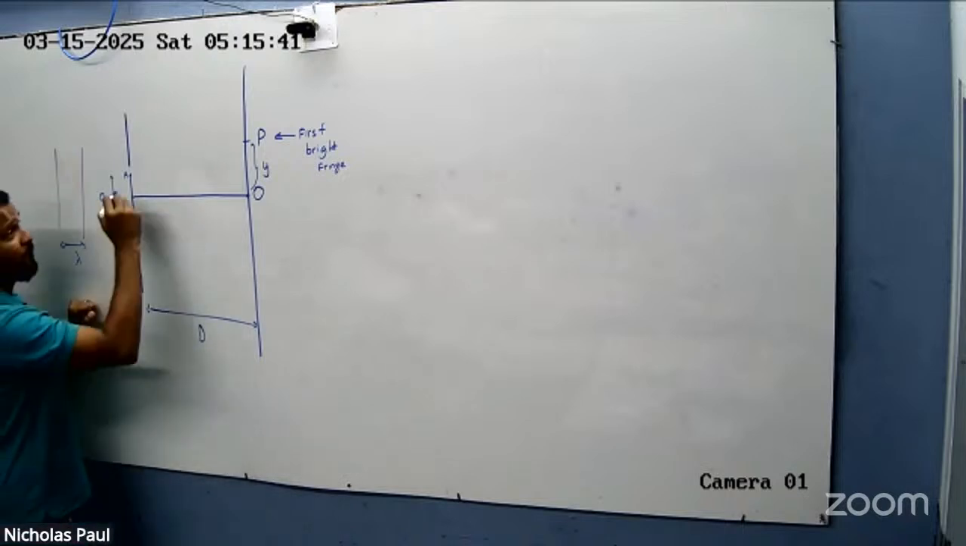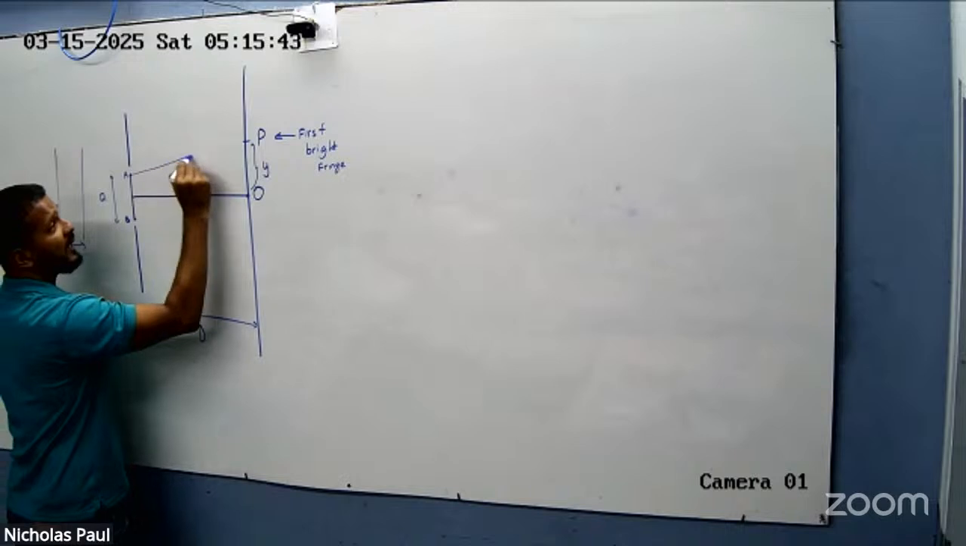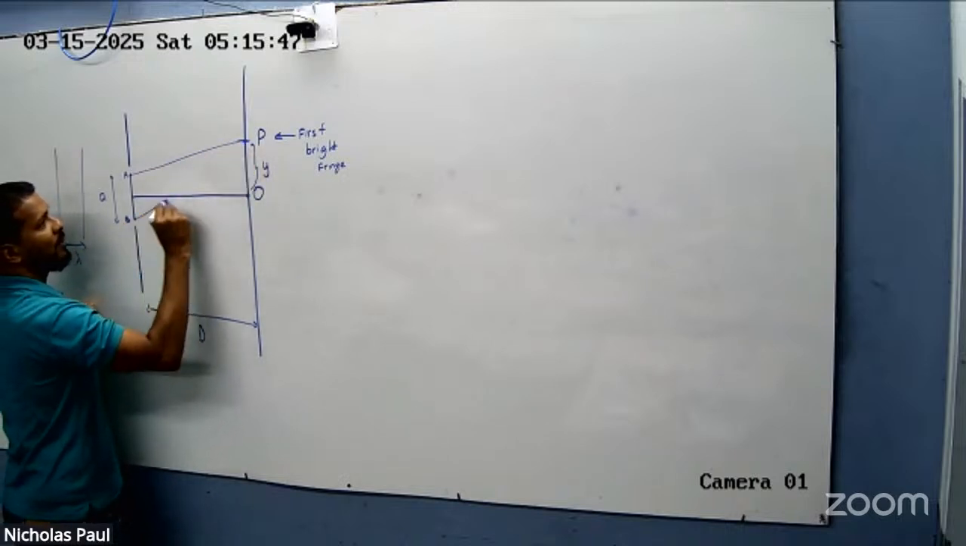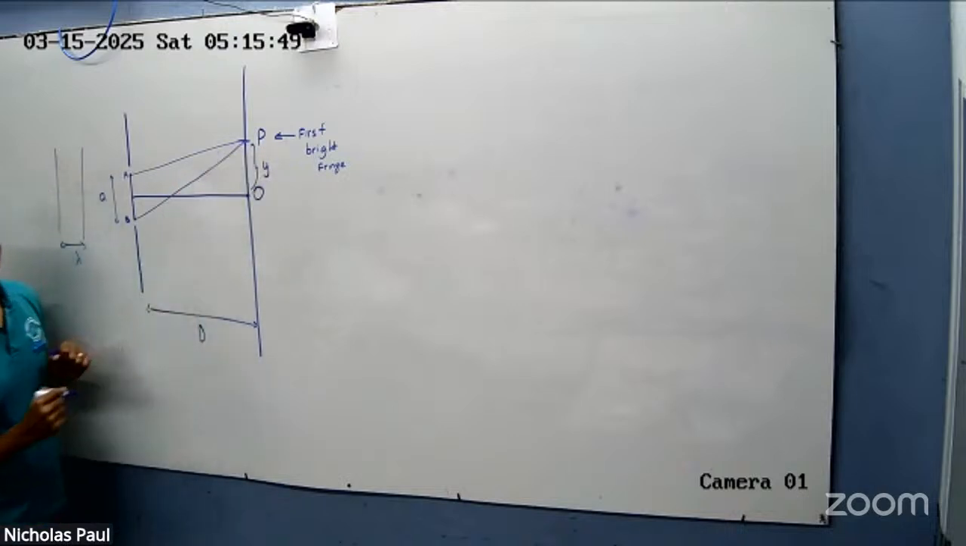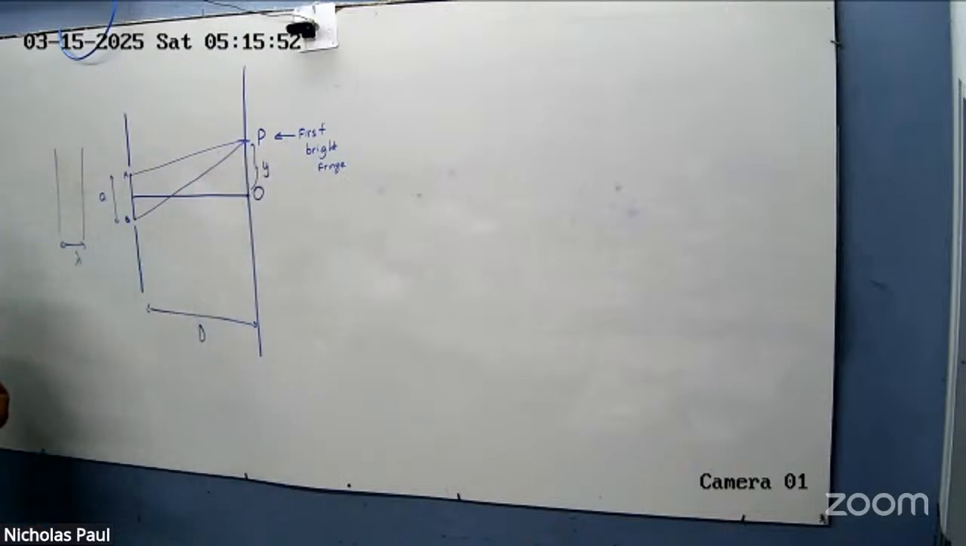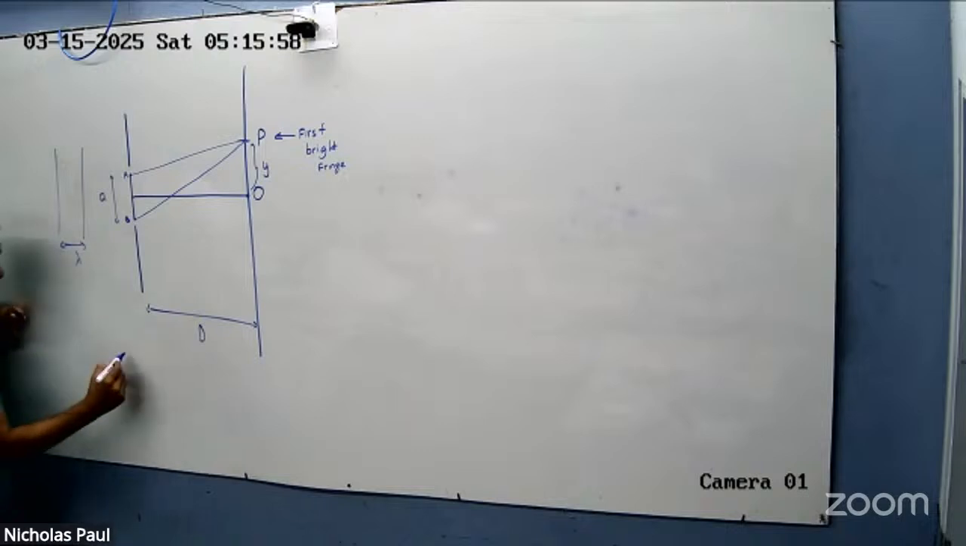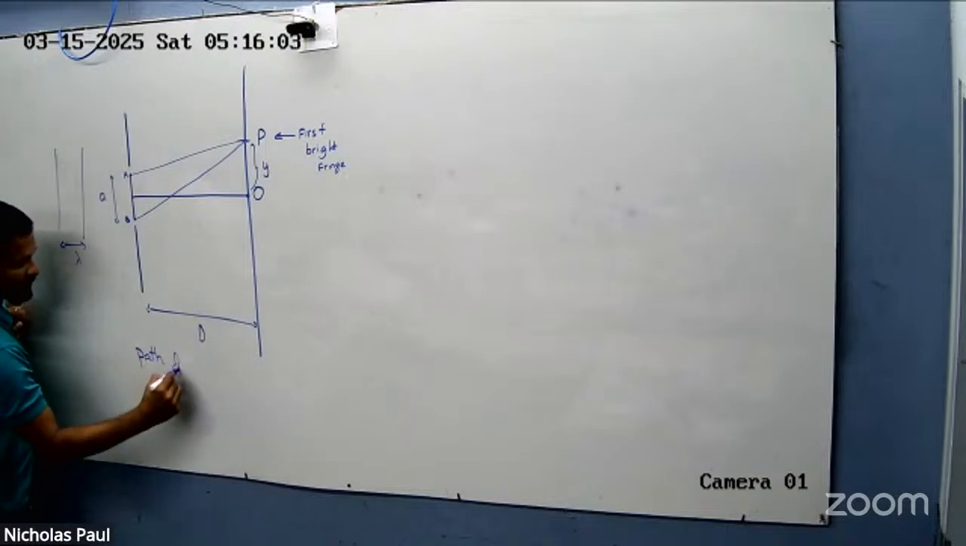Watch this here. If I draw a line from here to here, and I draw a line from here to here, are both of them the same length? No, one is longer than the next. So there is something called a path difference.